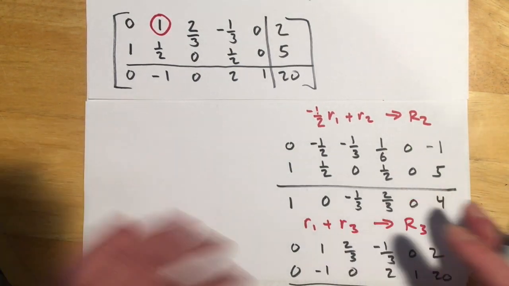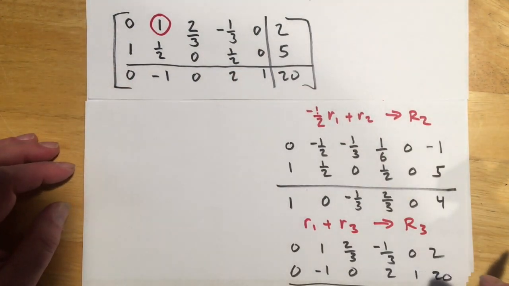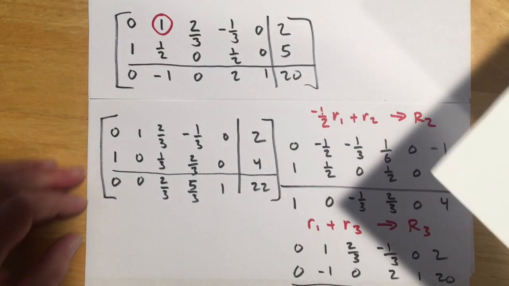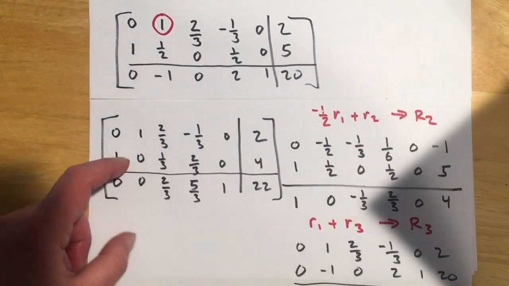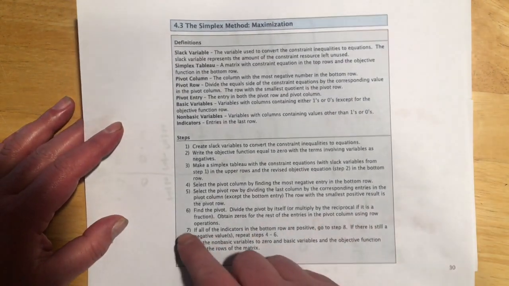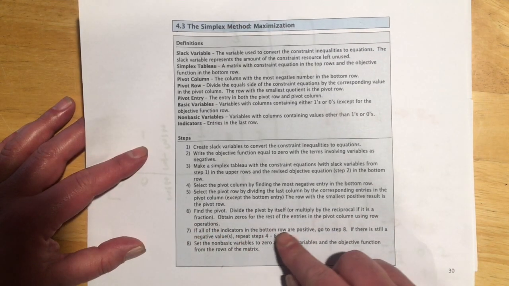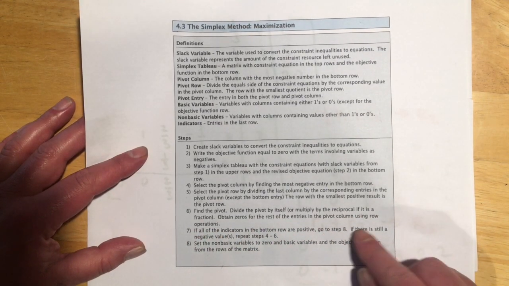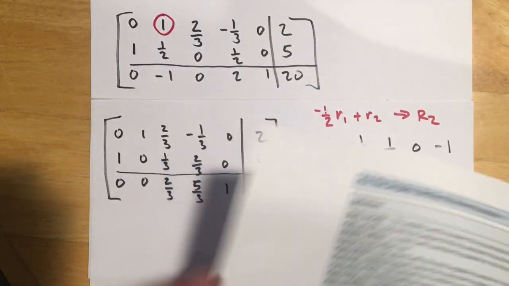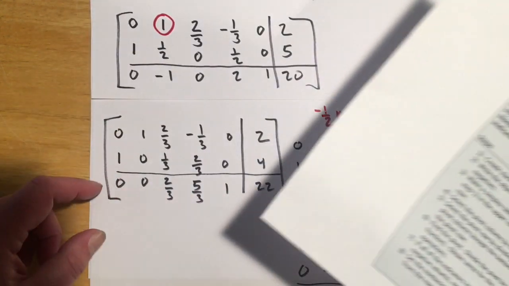Okay, and now I'm going to just cut away again and then rewrite this matrix with my new row 2 and row 3. Okay, so here it is with the new row 2 written in and the new row 3 written in right here. And so that got us past step 7. If all the indicators in the bottom row are positive, go to step 8. If there's still negative values, that's where you'd have to repeat. And so here we have all positive values.